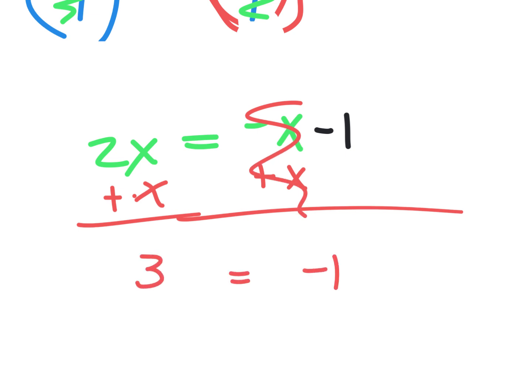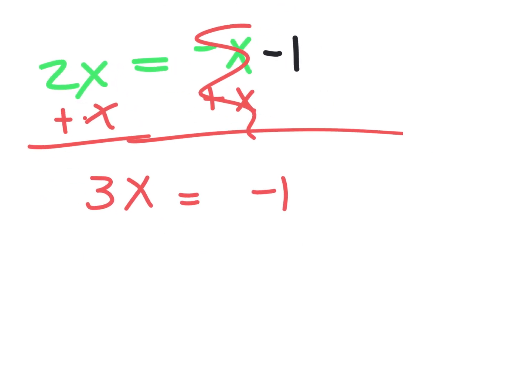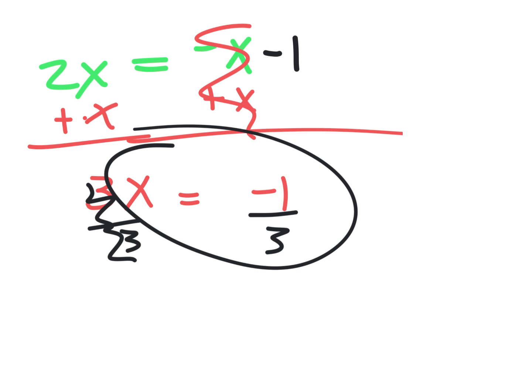Two x plus x, 3x. Almost done. Divide by 3, divide by 3. Negative 1/3. Raise your hand if you had negative 1/3. Okay, awesome. You know how to do this.